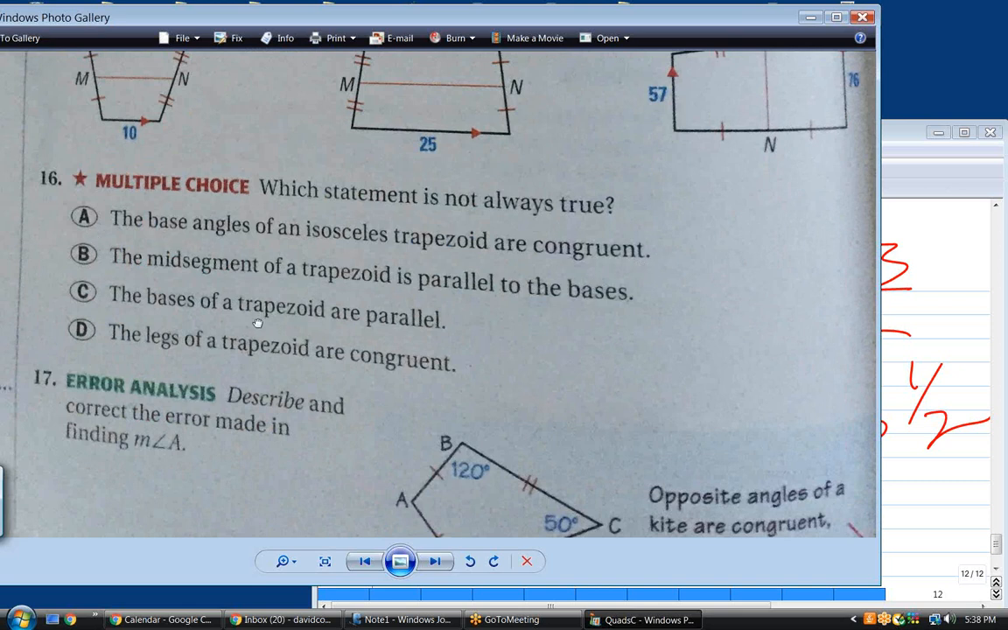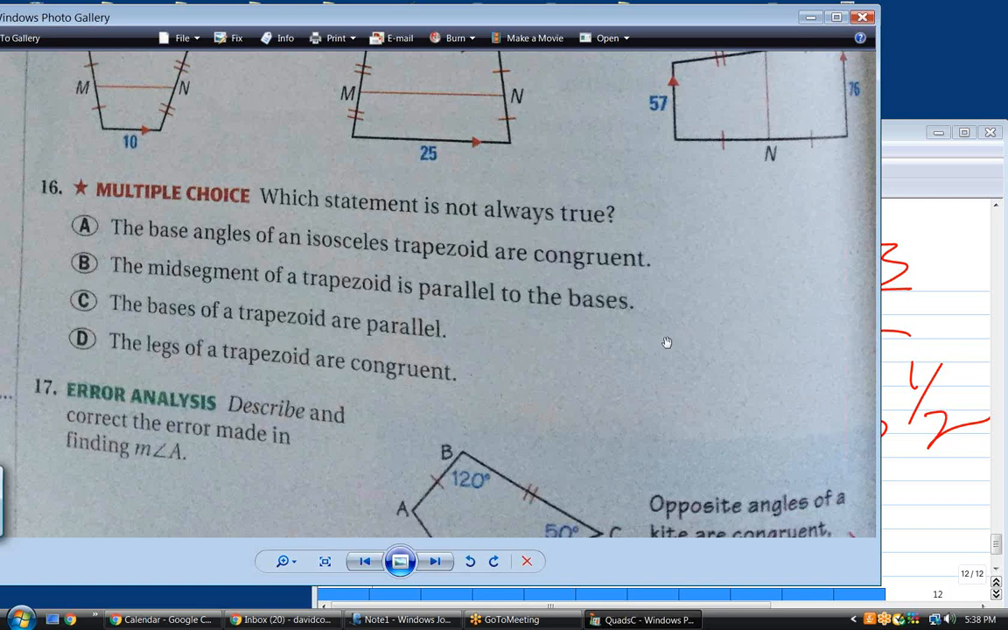The bases of a trapezoid are parallel. Yes, that's the definition of a trapezoid. It's just that the bases are not always the horizontal ones. If I look at this trapezoid up here, the bases are this vertical line and this vertical line. So you kind of have to know the definition of bases to know the answer to this. But yes, the bases of a trapezoid are parallel.